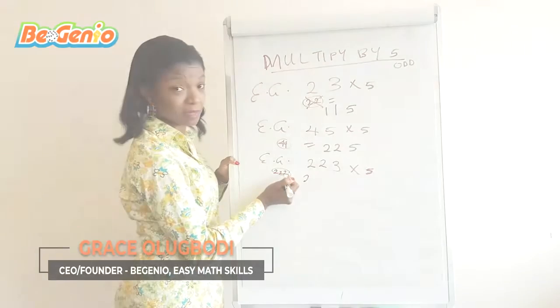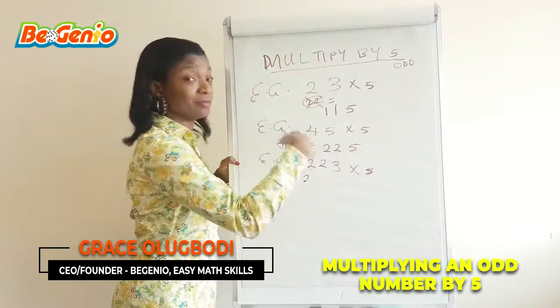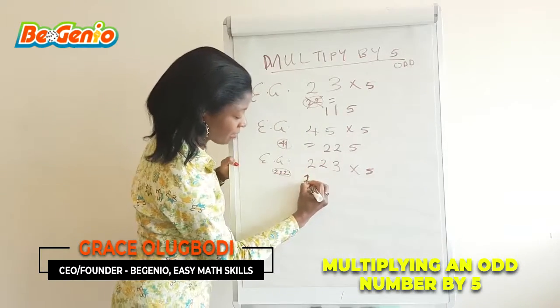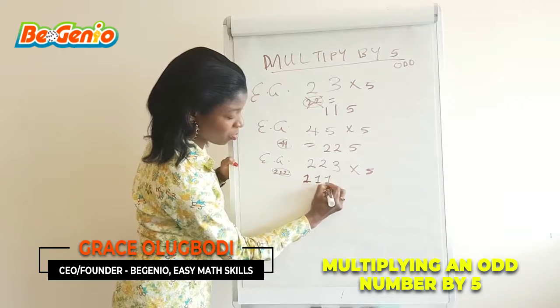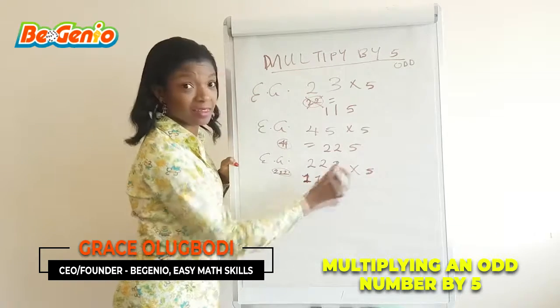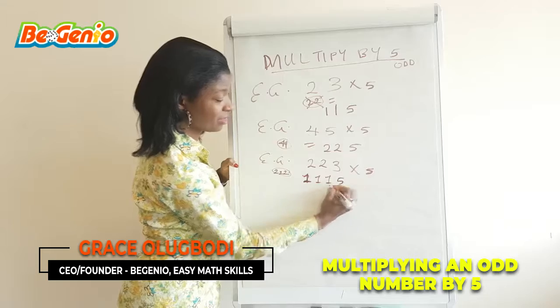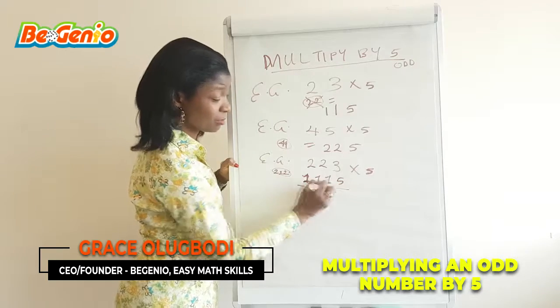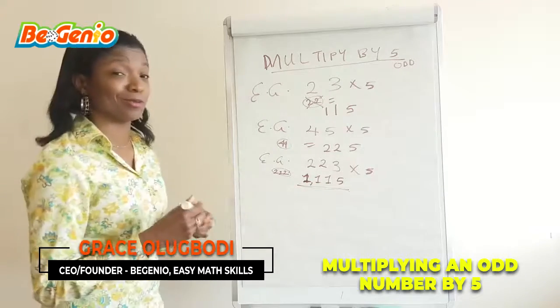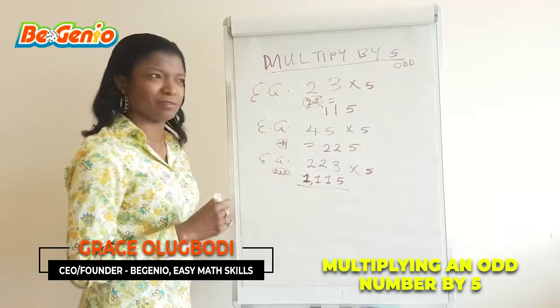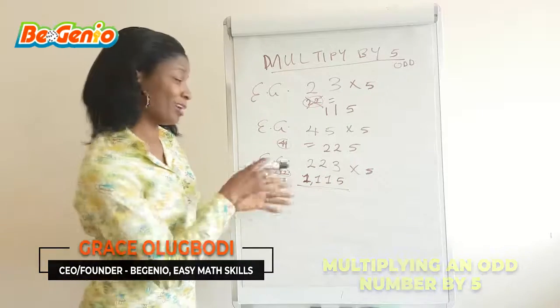So 222 divided by 2, remember I said divide the number by 2. What you then have is 111. And then tag on a 5 at the end of it, and you have your answer. If you want to double check, you can use a calculator to double check, but that is the answer. After doing it a few times, you would then know how to do this quite easily.